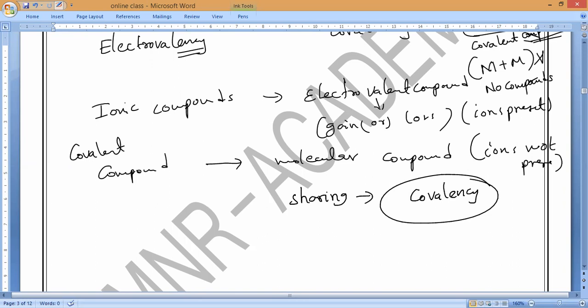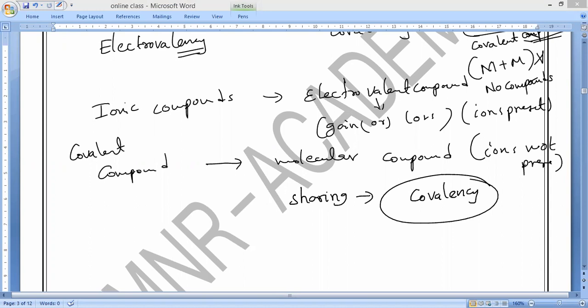Covalency, we can say. And if you notice, what is electrovalency? Electrovalency means, in ionic compounds, either losing or gaining electrons is what we call electrovalency. Yes or no, guys? Please respond.